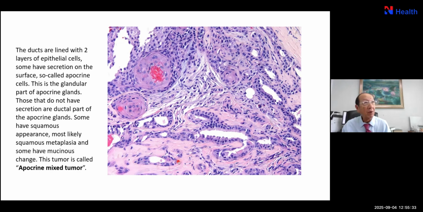Some may wonder, how about eccrine mixed tumor? We have that category too. The eccrine mixed tumor looks a bit different. Most of the stroma will be chondroid, and the duct will come from eccrine ducts. I will show that case later in the next class.